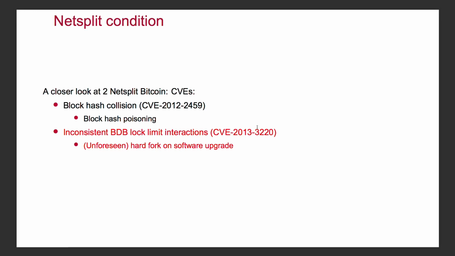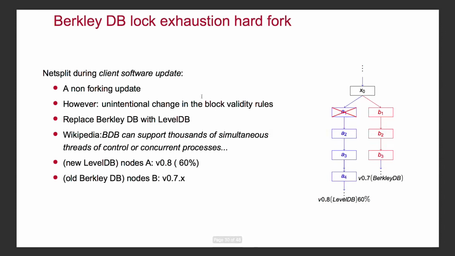Okay, so this was inconsistent Berkeley DB lock limit interactions. So this was a net split that happened during a software update. There was a Bitcoin client update that was supposed to take place, and this was supposed to be a non-forking update. The consensus rules of what's a valid transaction and a valid block did not change, or should not have been changed.